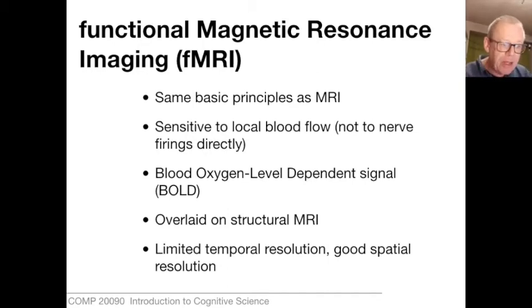Now, functional magnetic resonance imaging shares with MRI the fact that it's very good at resolving small spatial volumes, but its temporal resolution, its ability to spot rapid changes or slow changes, is absolutely lousy. It has a temporal resolution of about 5 seconds. So anything that happens in a period of 5 seconds is all going to look the same to this.